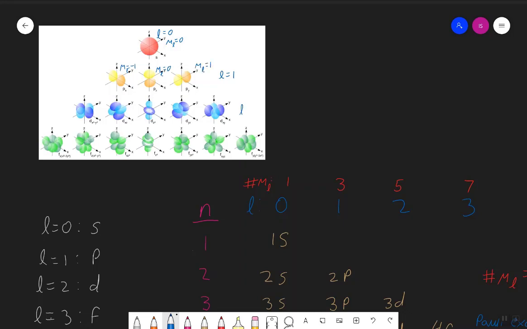And then this is L equals 2. And so we've got for ML, -2, -1, 0, 1, 2. So it shows the orientation. And then as you can see for our f orbitals, you can have all the way from -3, -2, -1, 0, 1, 2, 3. And so those are the shapes.